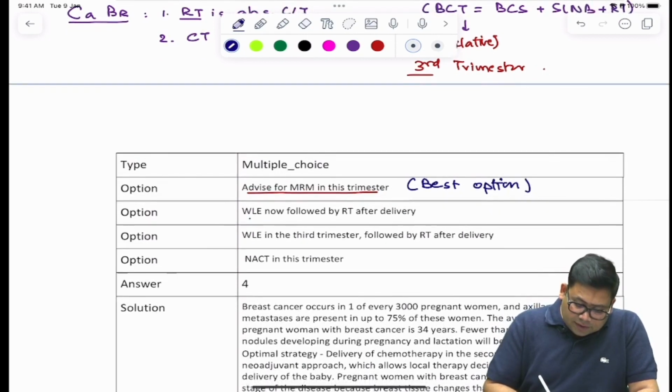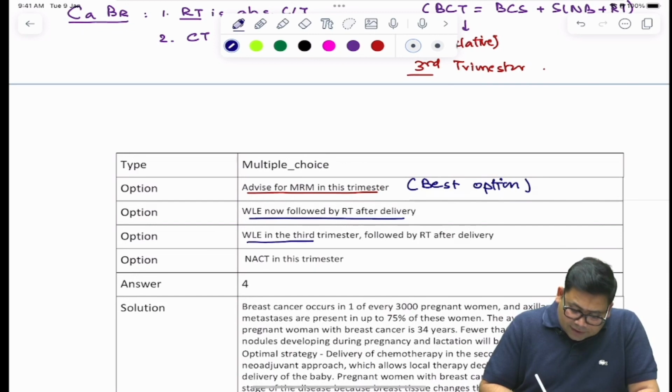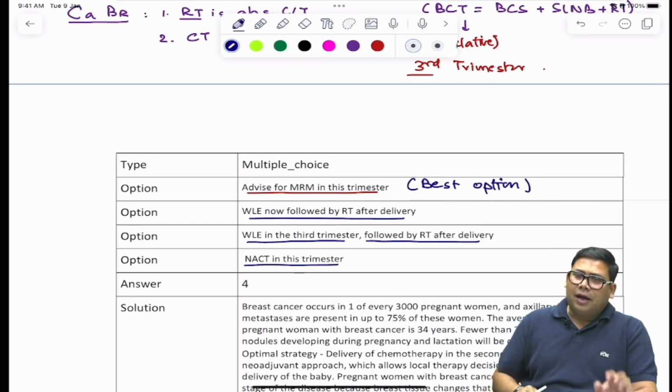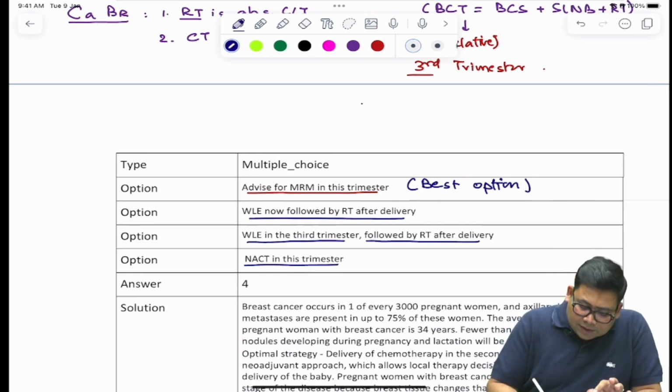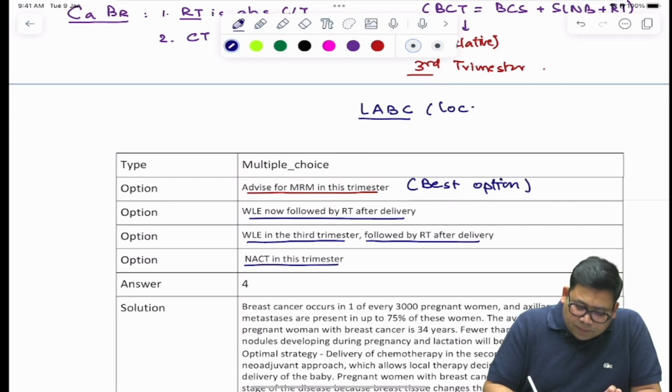So wide local excision now followed by radiotherapy after the delivery, wide local excision in the third trimester followed by radiotherapy after the delivery, and NACT in this trimester. Try to understand, this is a case of LABC. This is not a simple case, this is LABC. What is LABC? Locally advanced breast cancer.